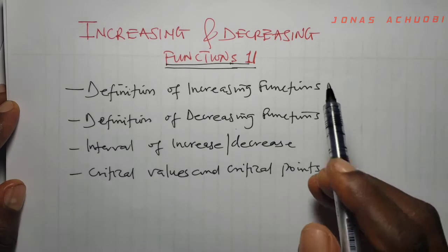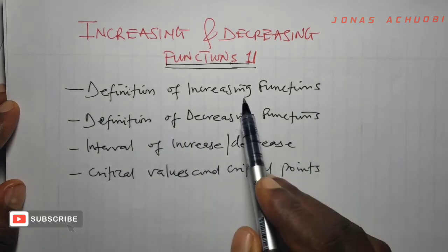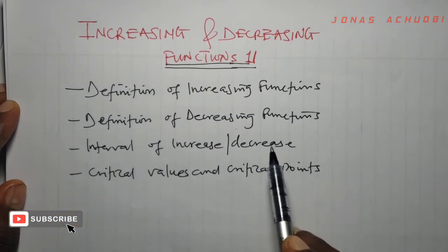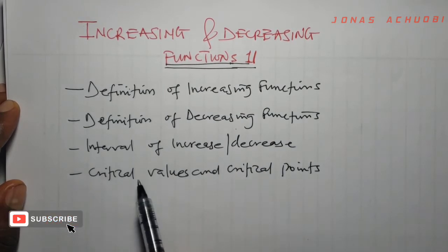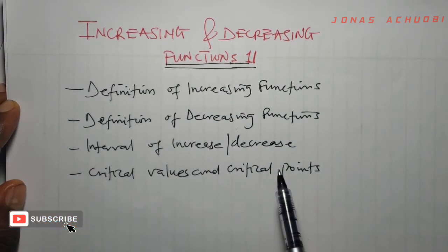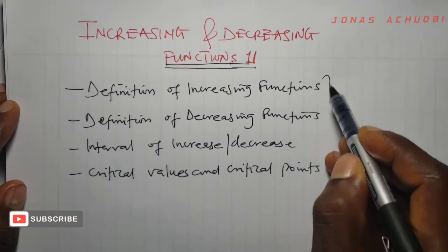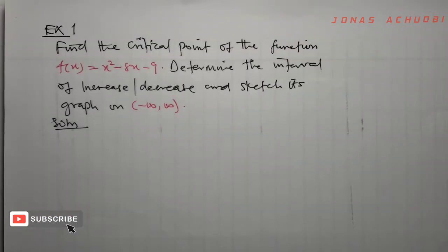In part 1 of this video, we defined increasing functions, decreasing functions, intervals of increase and decrease, as well as critical values and critical points. So I suggest that you watch that video first before coming back to this one. In today's lesson, we wish to take 2 examples to illustrate these concepts.